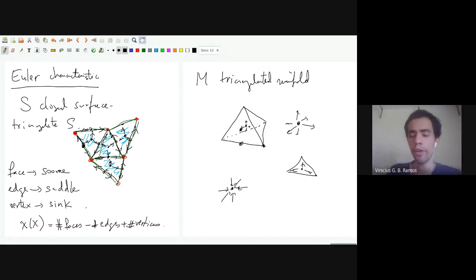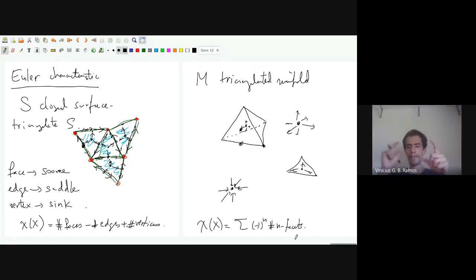Okay? So you can see that as you go from 0 facets to 1 facet to 2 facets, you change the sign of the index. So the Euler characteristic will be the sum of (-1)^n times the number of n-facets. Okay, well, we have to be careful with the sign, but it's basically that. And if you've seen Euler characteristic before, this is maybe the classical definition.